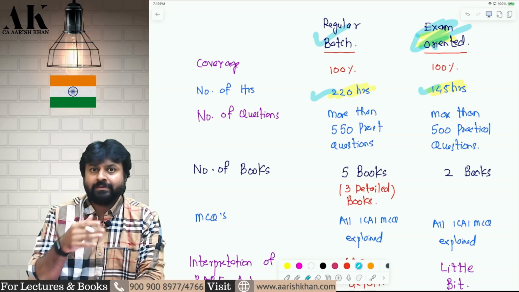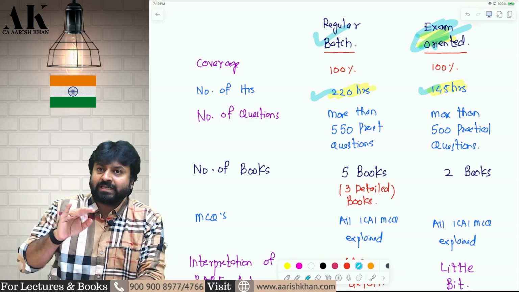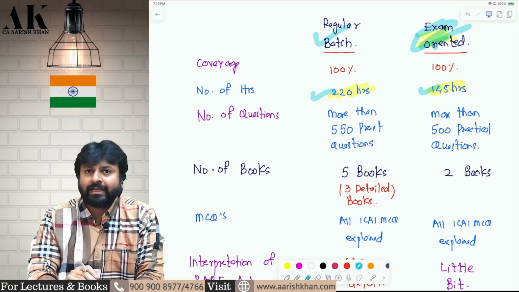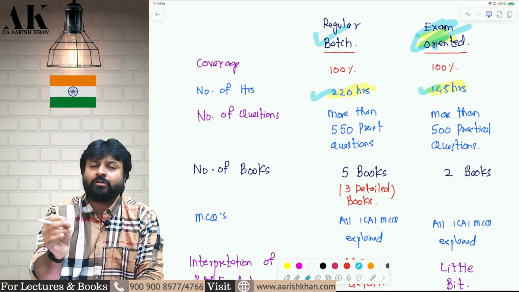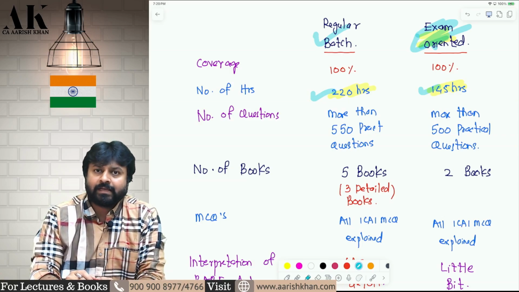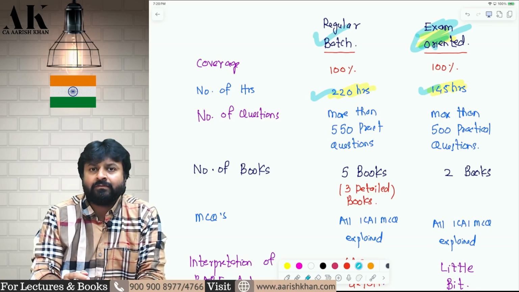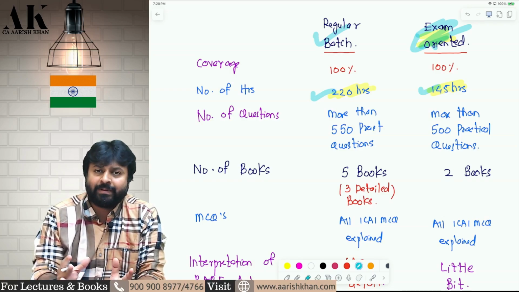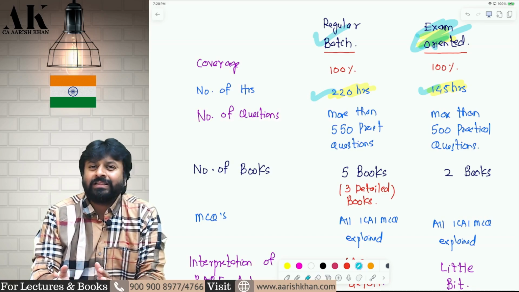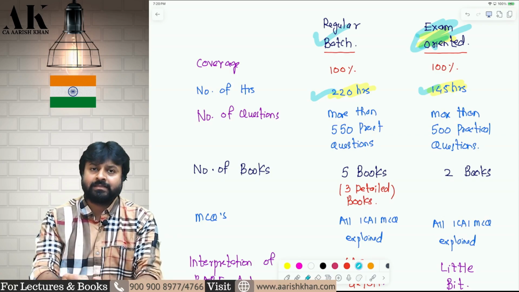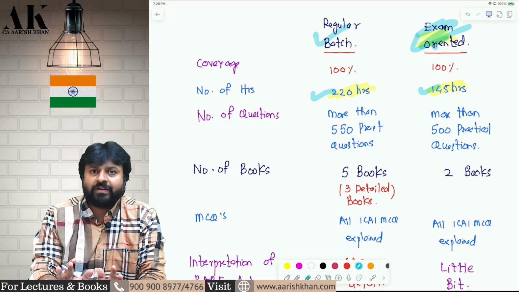I am not going to teach something in the regular batch which I am not going to teach in the exam oriented batch. It is not going to happen. Whatever I taught in the regular batch, that exact thing will be taught in the exam oriented batch also, but in a slightly restrictive manner. Suppose a provision is taught for 2.5 hours in the regular batch, that same provision will be taught in 1.5 hours in the exam oriented batch, in a slightly concise manner, ignoring the practical perspective. Obviously, time is a constraint in an exam oriented batch, so I have to restrict somewhere myself. So that's the only difference between the two batches.